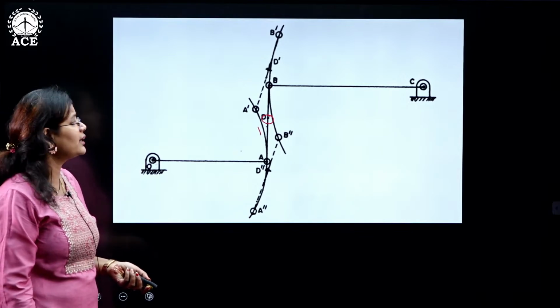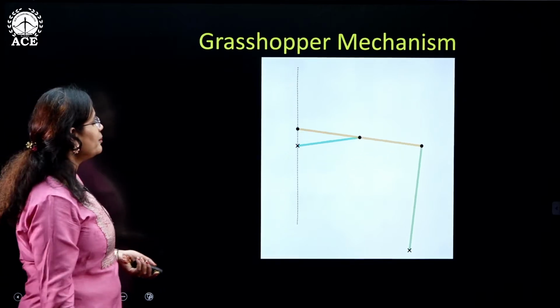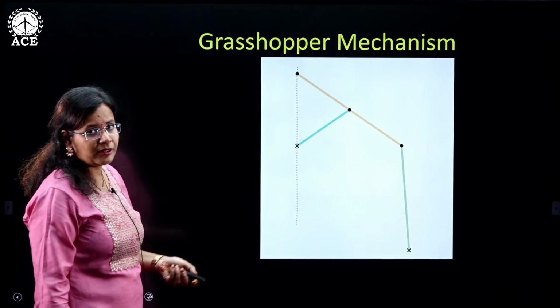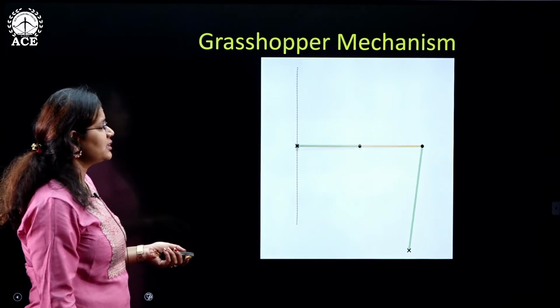Let us go to the next mechanism, the grasshopper mechanism. So what is a grasshopper mechanism? See, it looks like a grasshopper, of course. That is how it has got its name.